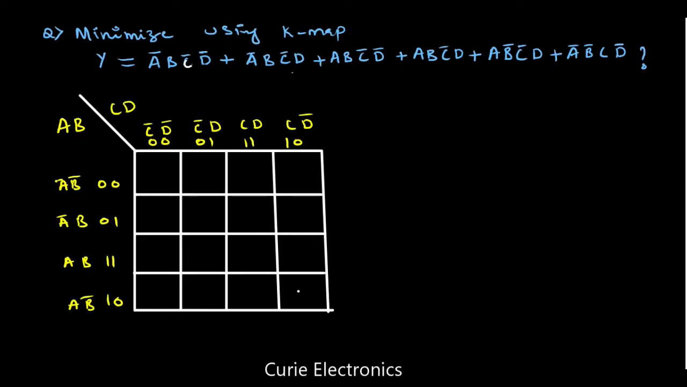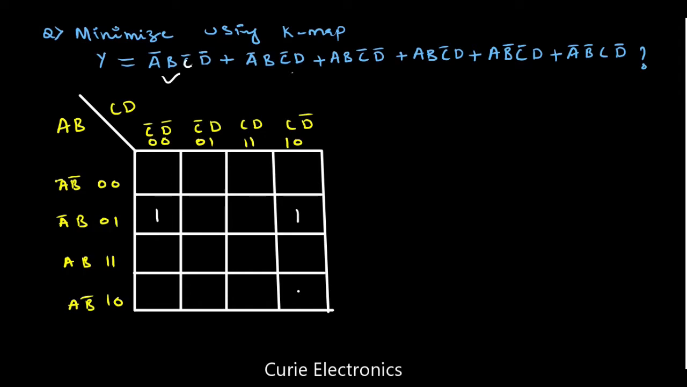Okay, next question. Minimize using K-map. One expression is given and I have drawn the K-map cells. Now let's mark the ones. A bar B C bar D bar: first look for A bar B, the second row, C bar D bar, first column. Next one, A bar B C bar D.